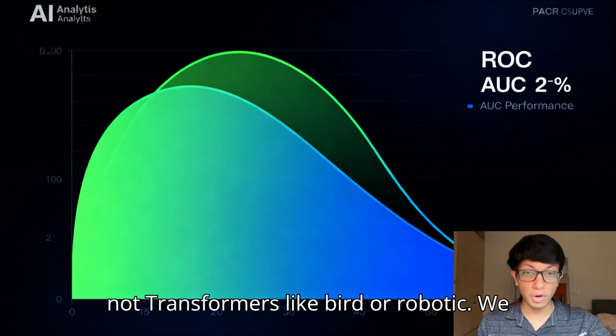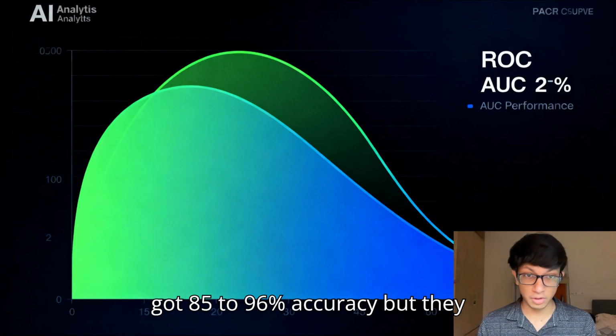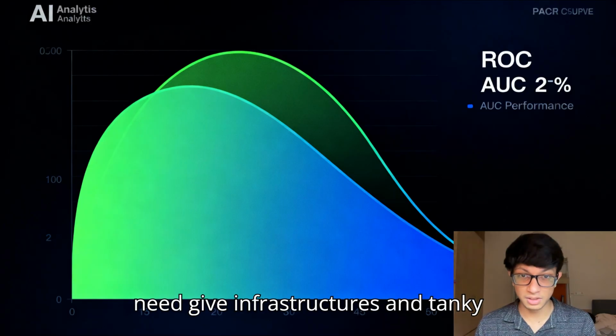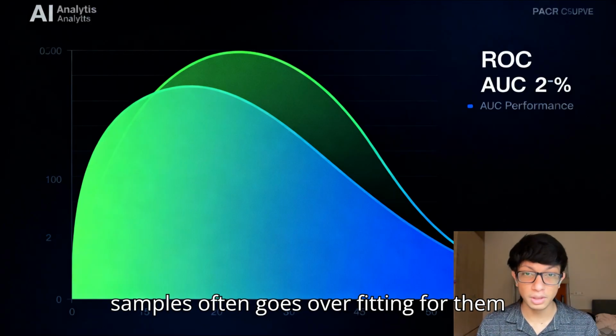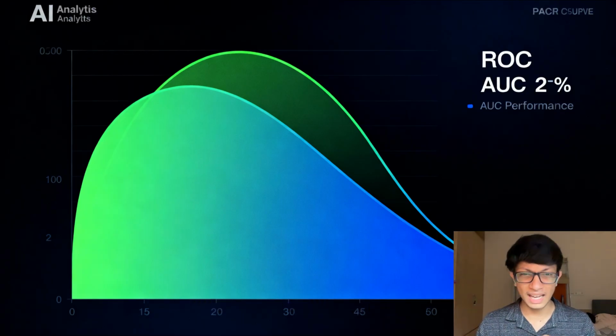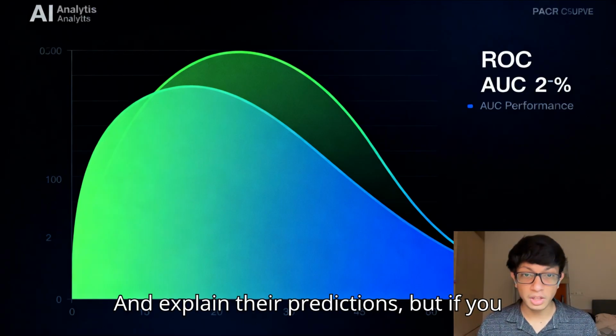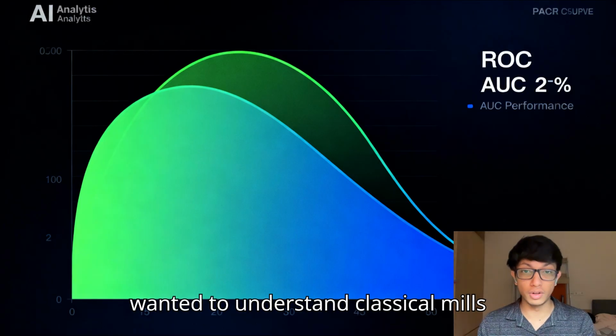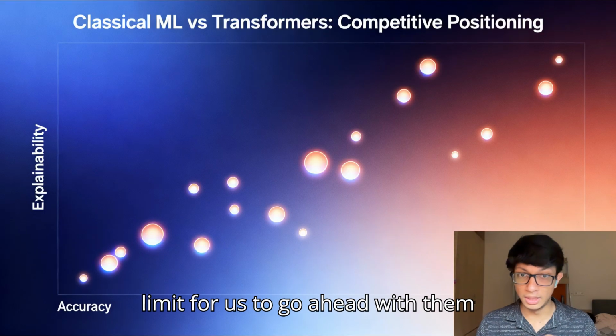So why not transformers like BERT or RoBERTa? They got 85 to 96% accuracy, but they need GPU infrastructure, and with 10K samples often go into overfitting. They are also basically black boxes. We can't explain their predictions. But we wanted to understand classical ML's limits first before going ahead with them.